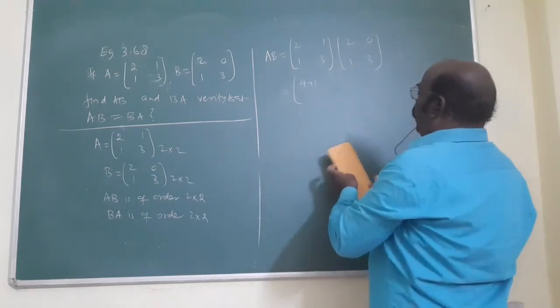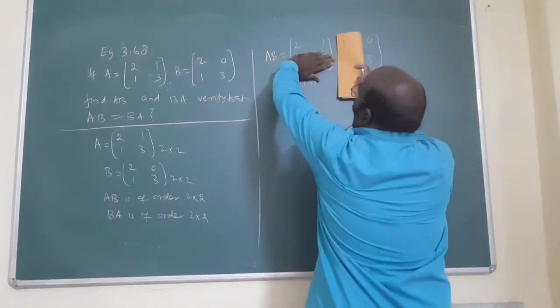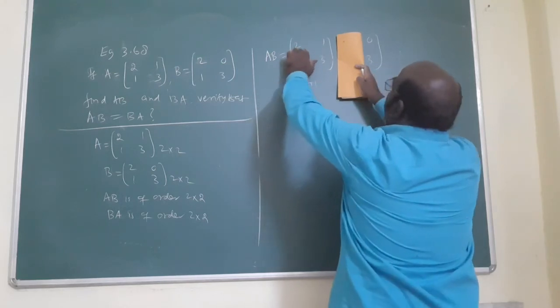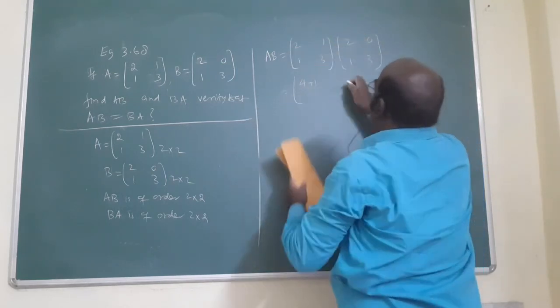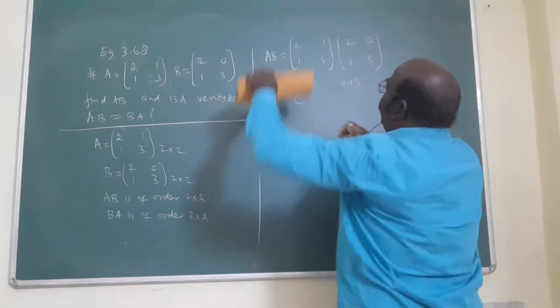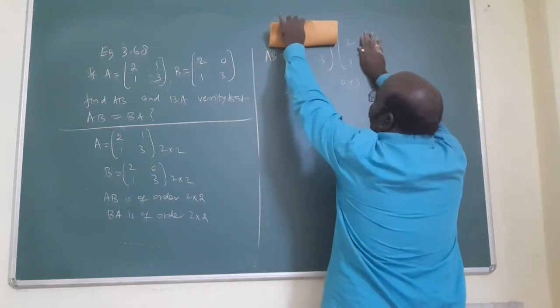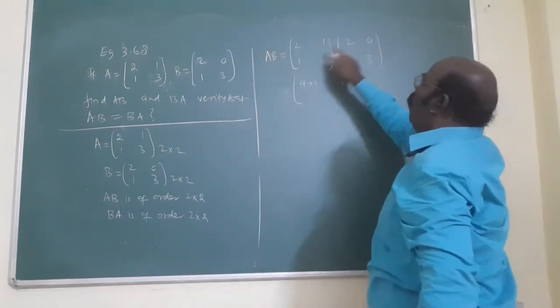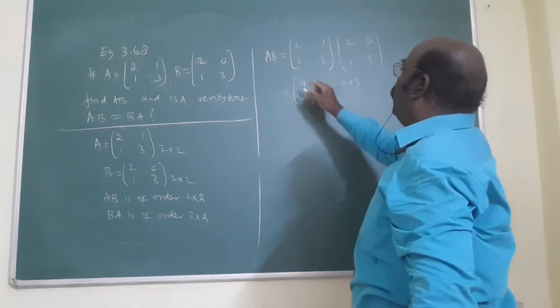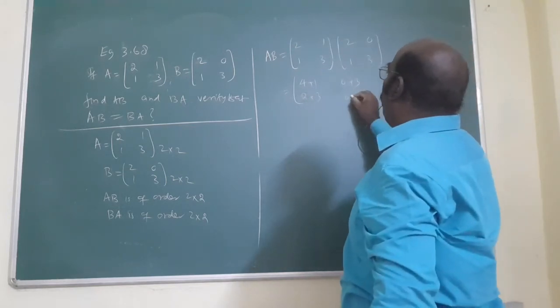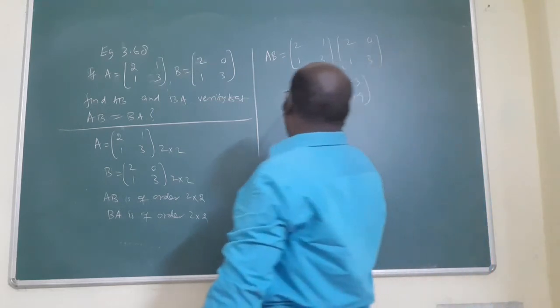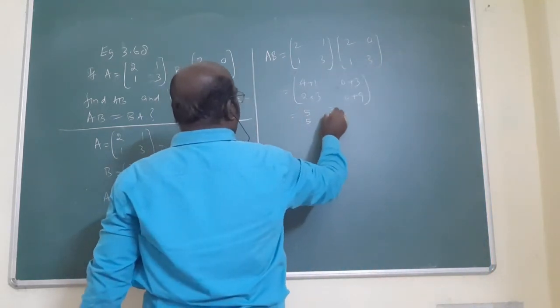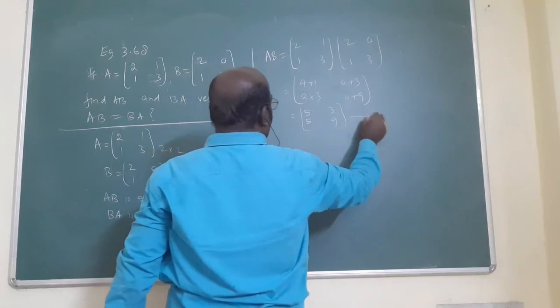Next side. Next side. This way cancel, no? 2, 1, 0, 3. 2 into 0 is 0, 1 disappears. 0. Next side. Cancel. Next is 1, 3, 1, 3, 2, 1. 1 twos are 2, plus 3, 1 side. Next side. 1 zeros are 0, plus 9. You get the answer? 5, 5, 3, 9. This is the first answer.